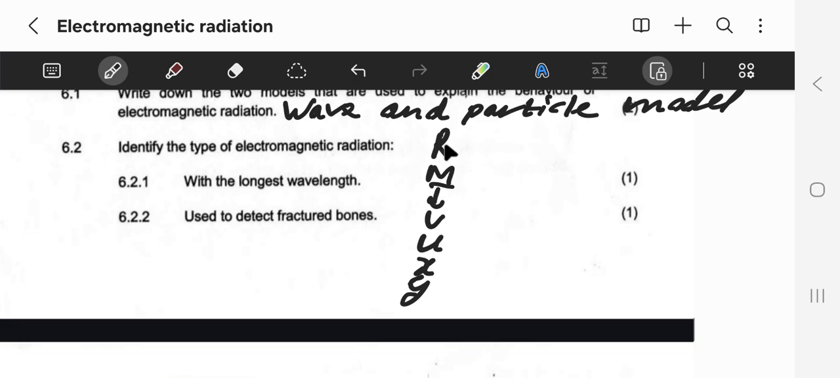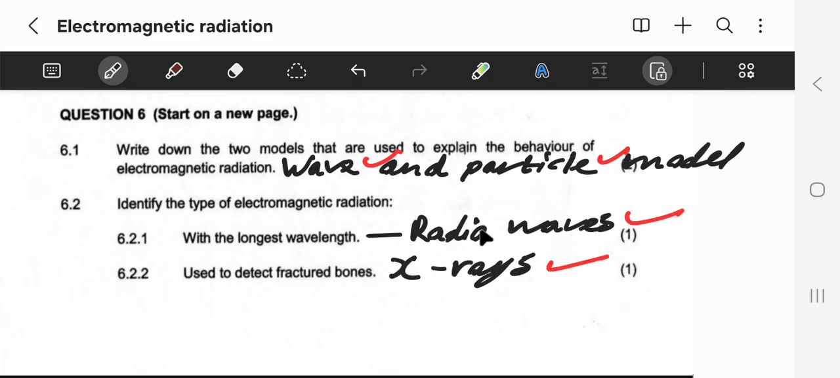We know that the radio waves are the ones that are going to have the longest wavelength. And then which ones are used to detect fractured bones? It is going to be the x-rays, guys. The x-rays can scan through bones. So that's going to be our answer for 6.2.2. The ones with the longest wavelength, radio waves, the ones used to detect fractured bones are going to be the x-rays.